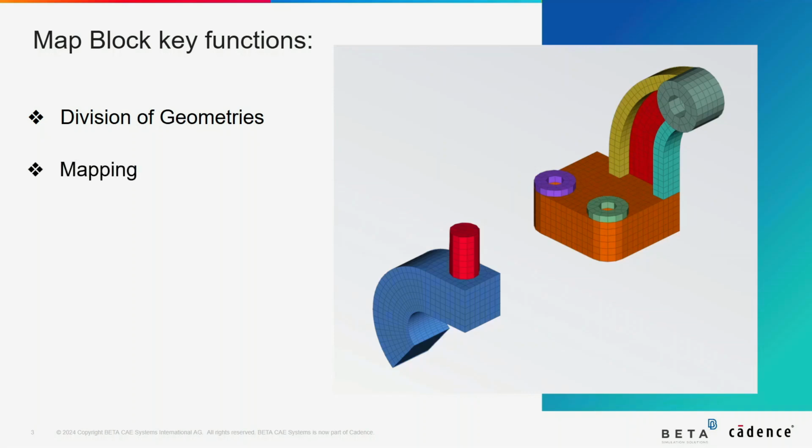Second, mapping. The tool automatically maps the mesh across these subblocks, ensuring smooth transitions and continuity. And finally, user control. It enables you to adjust parameters such as the number of divisions, edge alignment, and node distribution, so you can fine-tune the mesh for the best possible results. By using the Map Block tool, you can handle complex geometries with greater efficiency while maintaining precision and quality in your mesh design.